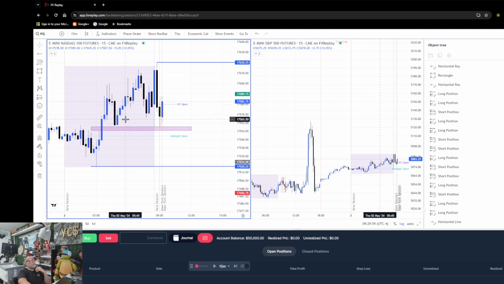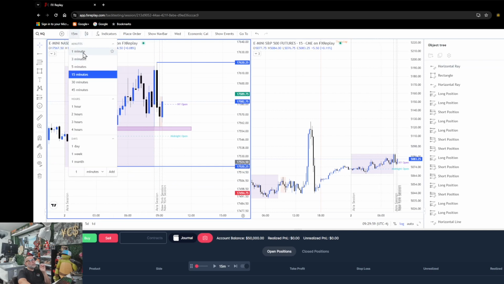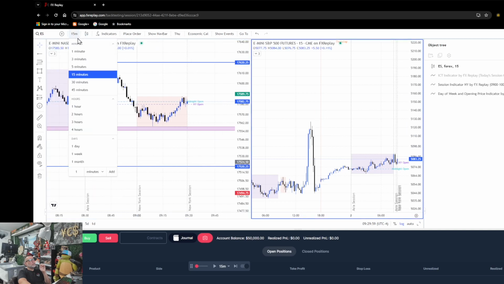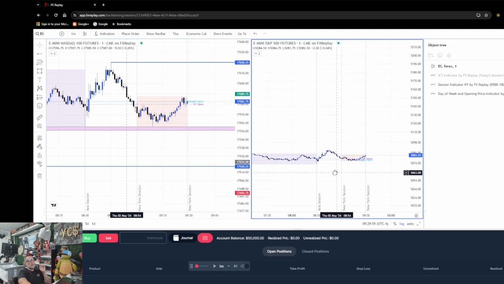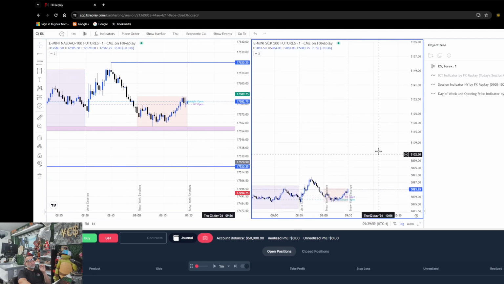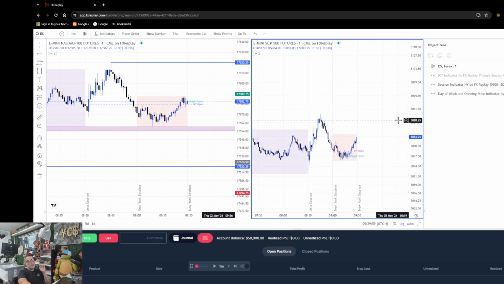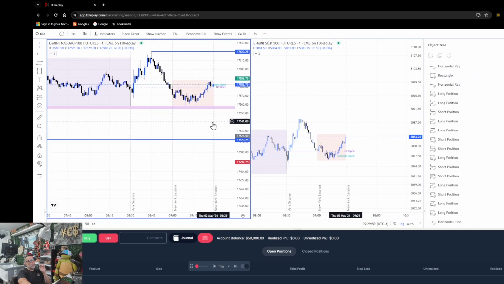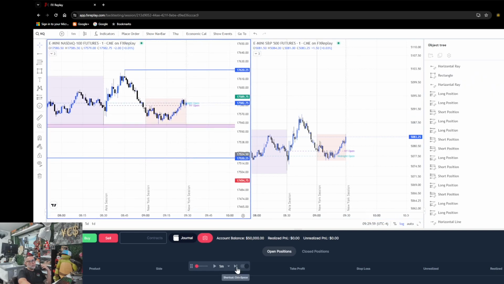Right? So dropping down now to the minute. This is also on the minute, it's on the 15-minute. Let's drop it down to the minute. We're going to look for a reaction in those areas, right? And an SMT. Hopefully both, and then we're going to take the trade.